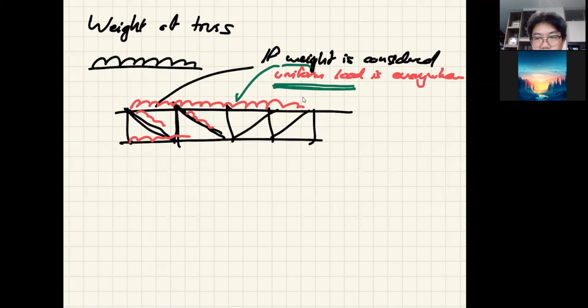But there are also cases where you can use the truss to support the uniform load. It's been done. You can use the truss as the beam.